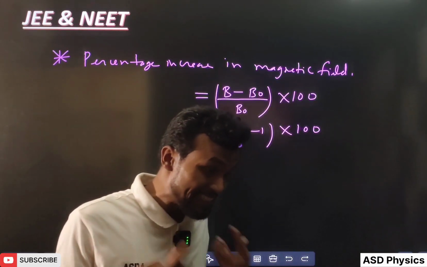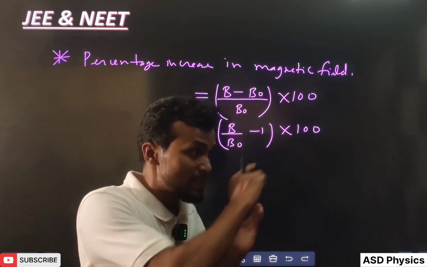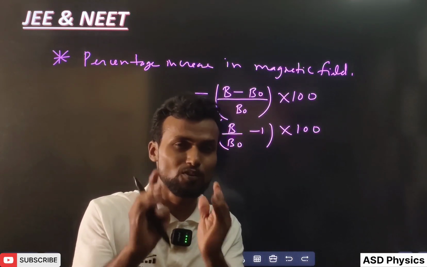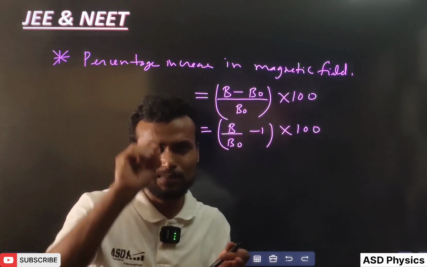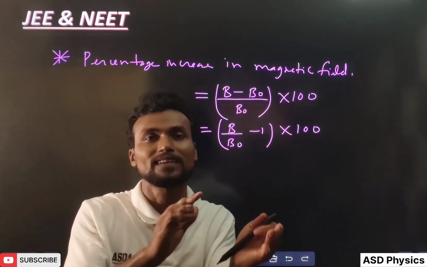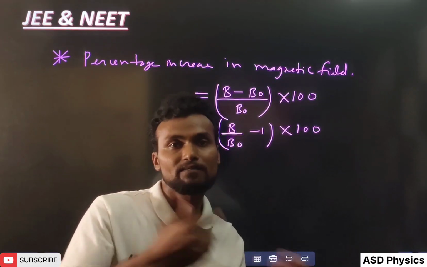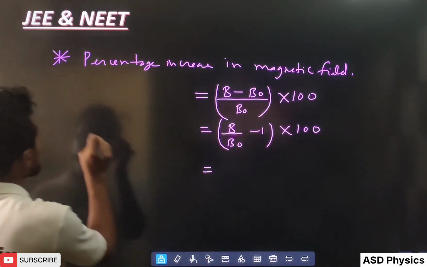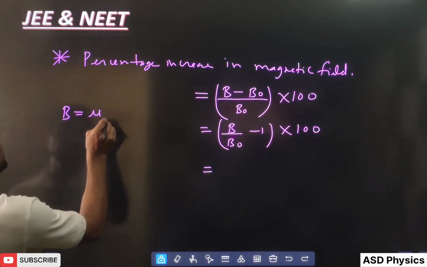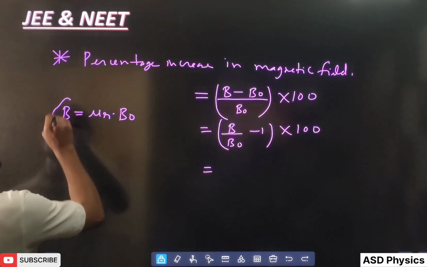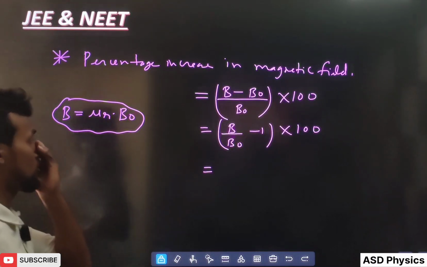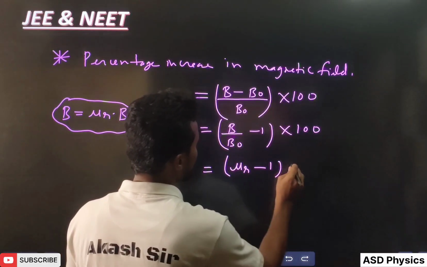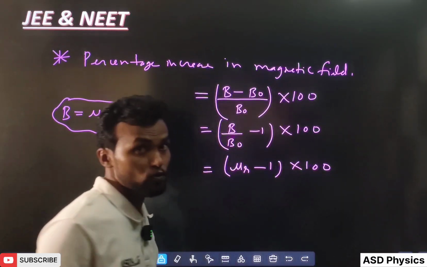As the magnetic field is increased somewhat, that means the material we have filled inside the toroid is the paramagnetic material. Later in this chapter, you will see some specific values of mu r, based upon which we can get which material is dia, which para, which ferro, and all that. So B by B naught here: B is given by mu r into B naught, as I have taught you. So what is B by B naught? You can write mu r minus 1, into 100. Up to this is clear.